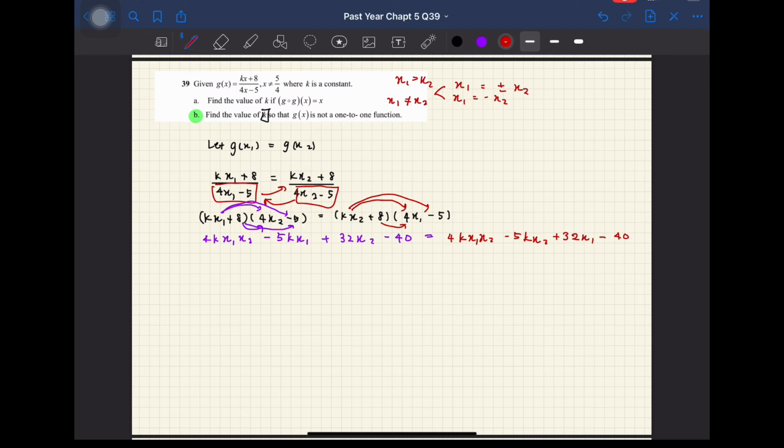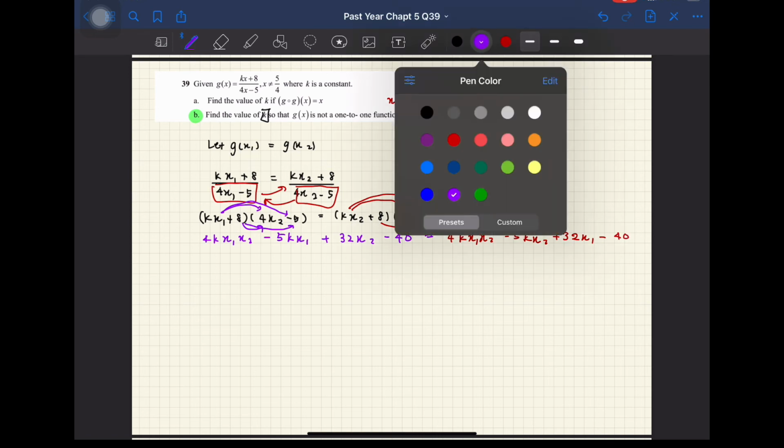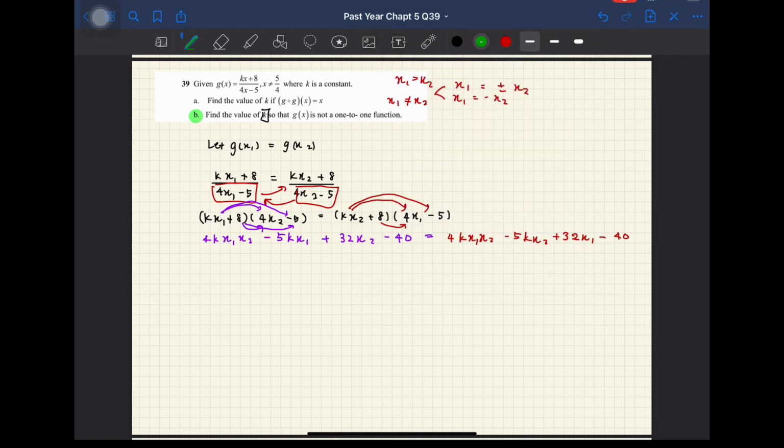Okay, so ada tak mana-mana yang kita boleh cancel out? Okay, so if you take a look at this one, boleh cancel out dengan this one. Okay, and then yang first term pun boleh cancel out dengan this one. Okay, so apa yang tinggal sekarang adalah we have negative 5k x1. Okay, so saya nak kumpulkan x1 dekat sebelah kiri, x2 dekat sebelah kanan. Okay, so minus 32 x1 is equal to minus 5k x2 minus 32 x2.